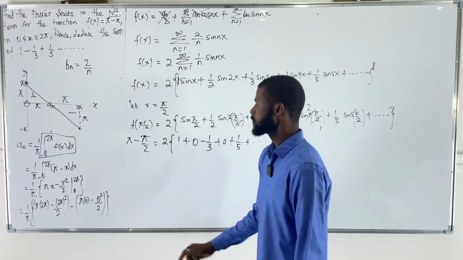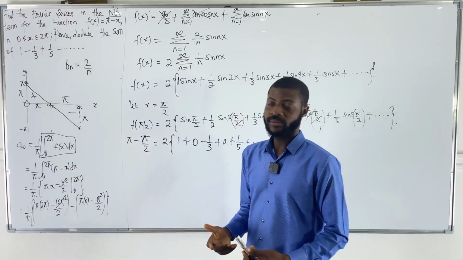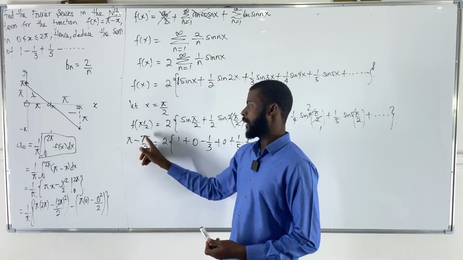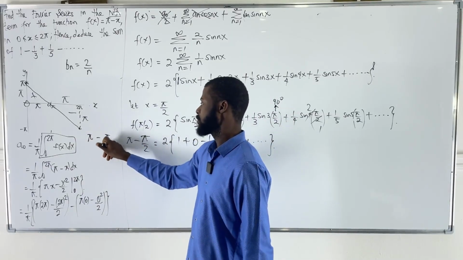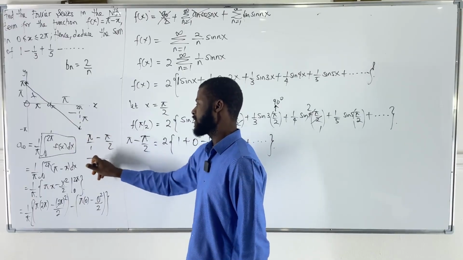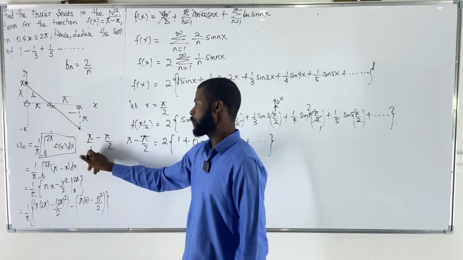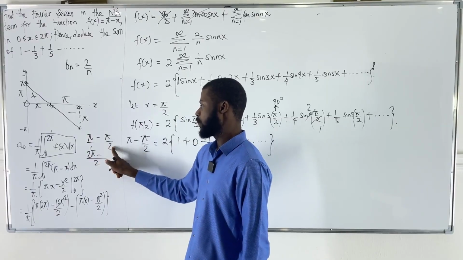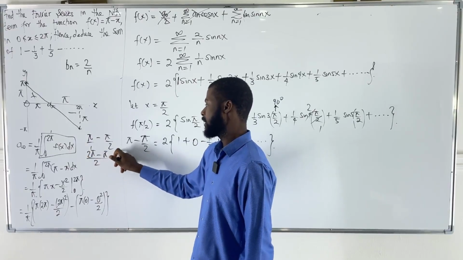Let's proceed. Pi minus pi over 2 is actually pi over 2. Put over 1 here. LCM is 2. 2 divided by 1 is 2, times pi is 2 pi. Minus 2 over 2 is 1, 1 times pi is pi. So 2 pi minus pi, that's pi over 2.